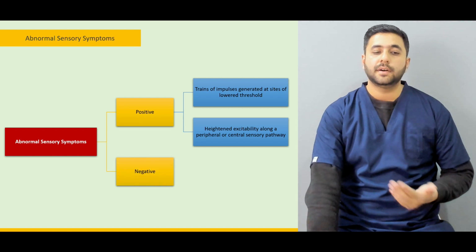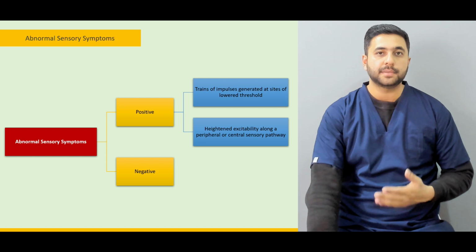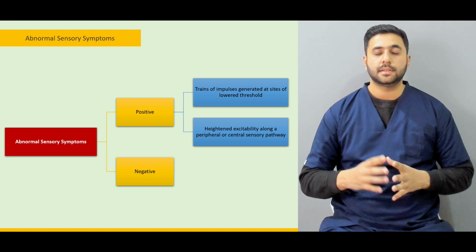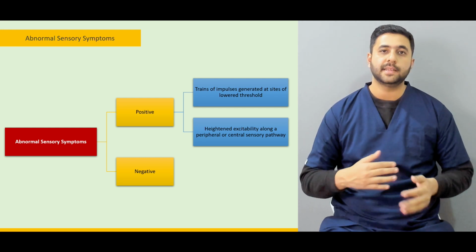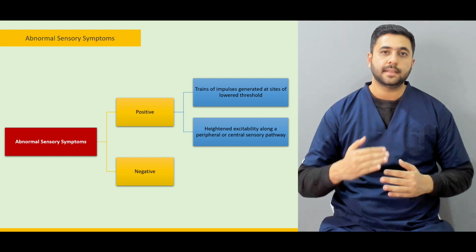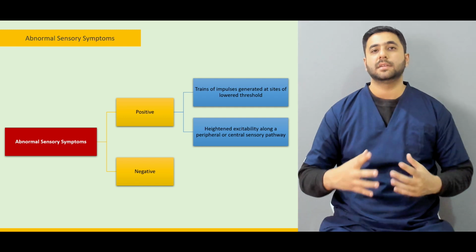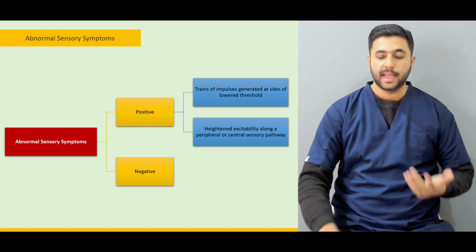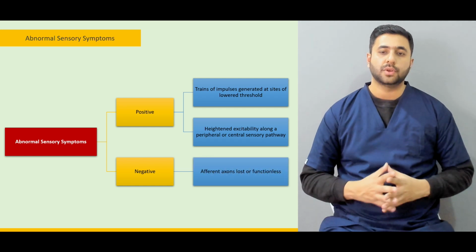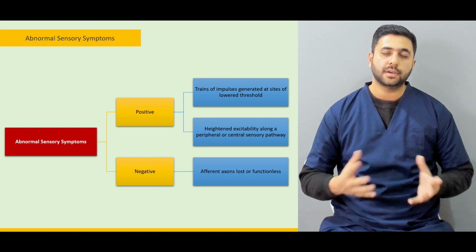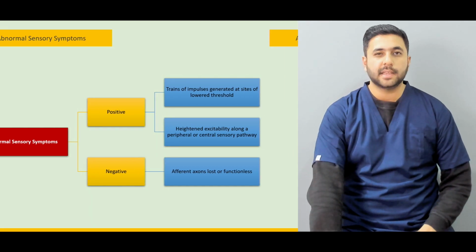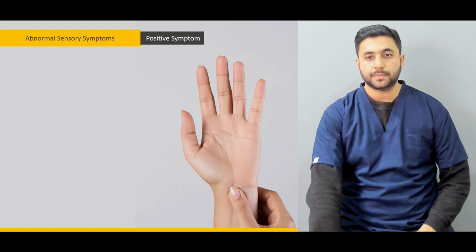On the other hand, we classify the symptoms as negative symptoms if, for example, there is an absence of a normal sensory stimulus or sensory response. For example, if there is absence of touch or absence of a normal sensory response, then we classify that as something missing, and that's why we broadly classify it as a negative abnormal sensory symptom. The main pathophysiology behind the negative symptoms is loss of the afferent axons, or loss of the function or the anatomy of the afferent axons. Now let us discuss in slight detail the various positive and negative symptoms.